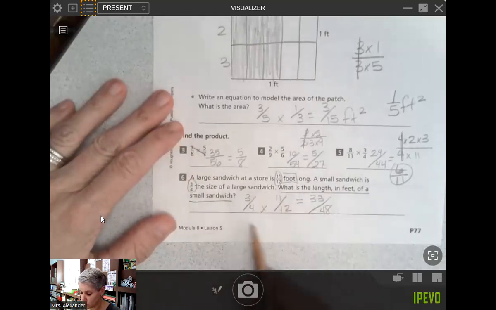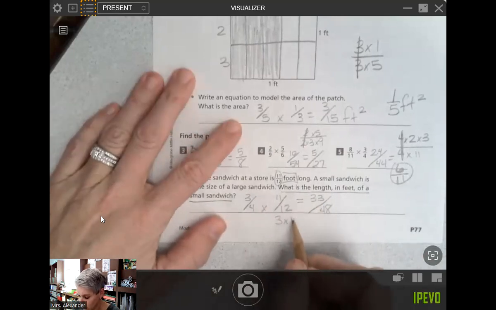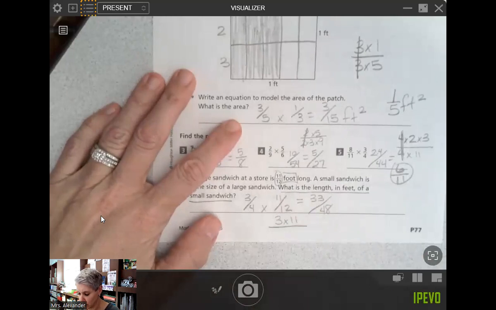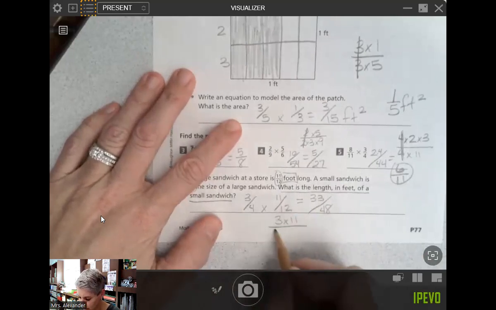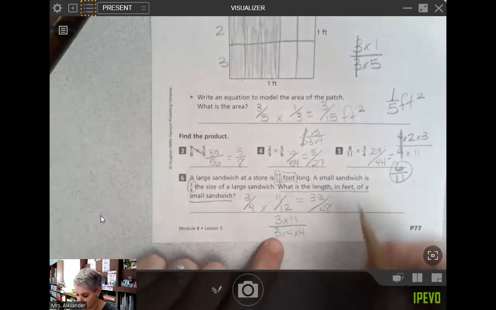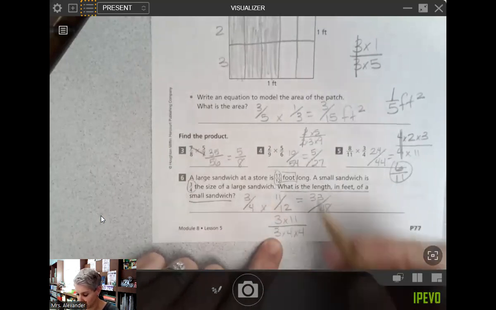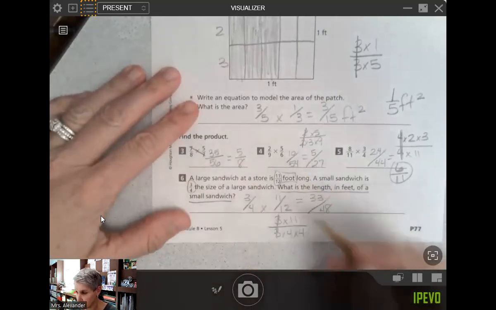If you like simplest form, you could look at 3 and 12 working together. So down here, I'm going to rewrite that 3 times 11. I'm going to rename the 12 as 3 times 4, and I still have another times 4. So 3 times 11 is representing the numerator, and the 3 times 4 is representing the denominator of 12. And then I had another denominator of 4. There's our number 1 in disguise.